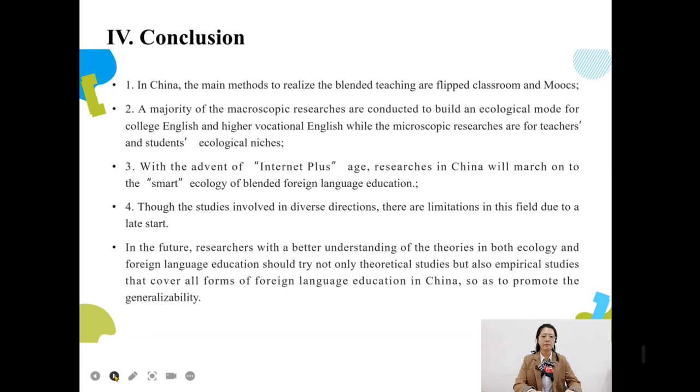Second, a majority of the macroscopic research is conducted to build an ecological model for college English and higher vocational English, while the microscopic research is for teachers' and students' ecological niches. Third, with the advancement of the Internet Plus age, researchers in China will march on to the smart ecology of blended foreign language education. Fourth, although the studies involve diverse directions, there are limitations in this field due to a late start. In the future, researchers with a better understanding of the theories in both ecological and foreign language education should try not only theoretical studies, but also empirical studies that cover all forms of foreign language education in China, so as to prove the generalizability.